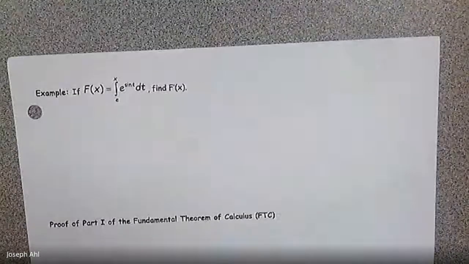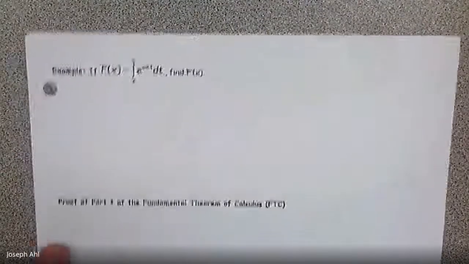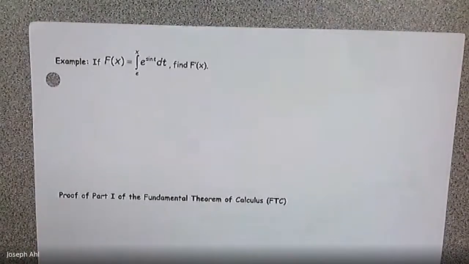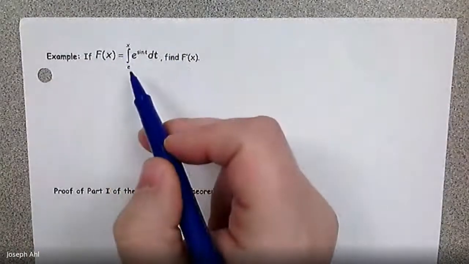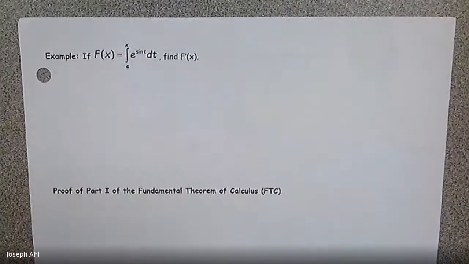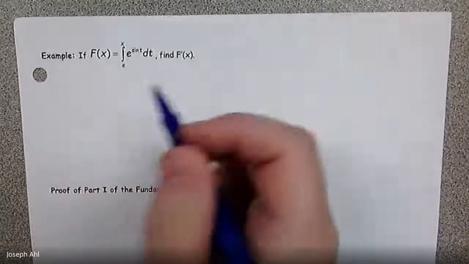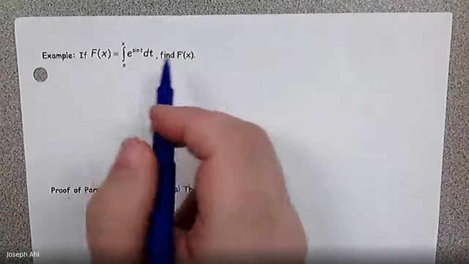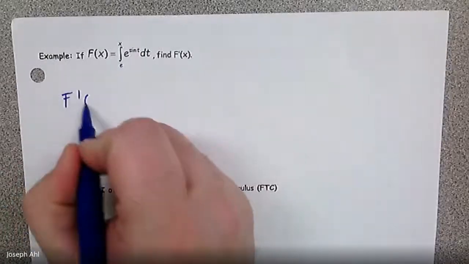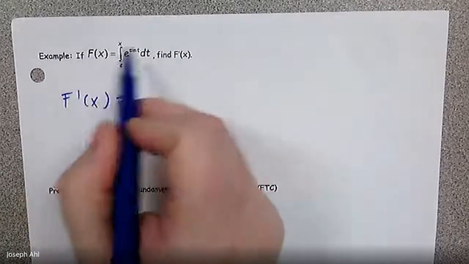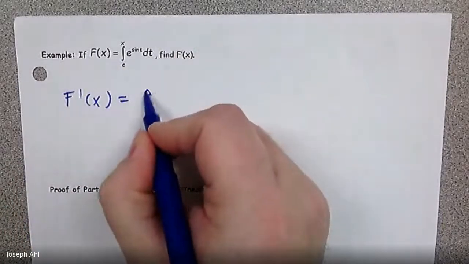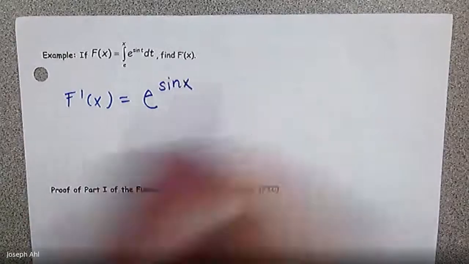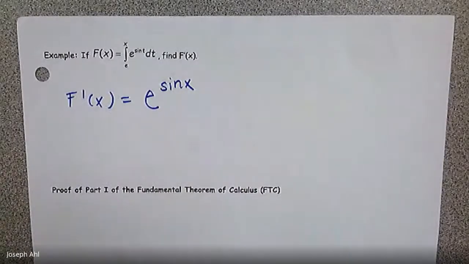Okay. On the next page, if f of x is equal to the accumulation function e to the sine t from the bounds e to x, find f prime of x. Well, according to the fundamental theorem of calculus, f prime of x, the derivative of the accumulation function, would be e to the sine x. Done. Boy, you're going to like it if that's a multiple choice question.